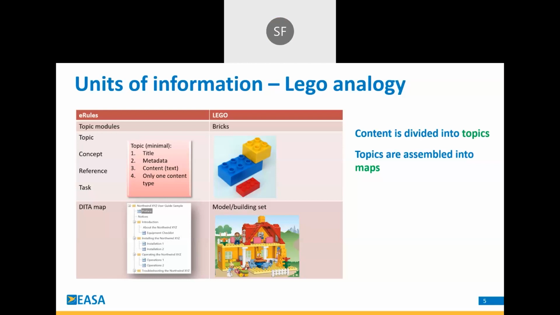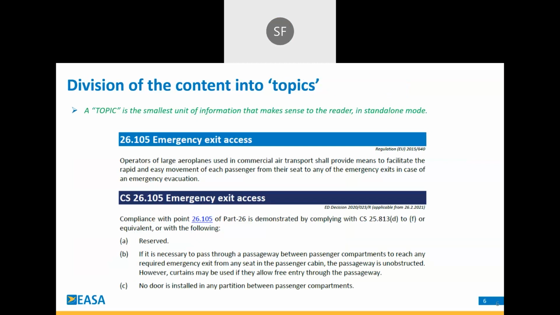But Anna, back to you, so you can show what the Lego blocks actually look like in real life. Yes, translating this Lego analogy into the rulemaking world. So for us, the first question when we started migrating those PDFs from different websites into the eRules platform was, okay, so what should be the size of a Lego block? How should we slice the regulations? At the end, we came to the conclusion that the best size of a Lego brick is one rule paragraph. So we slice the regulations into rule paragraphs: one IR, one CS, one AMC, it's for us one block.